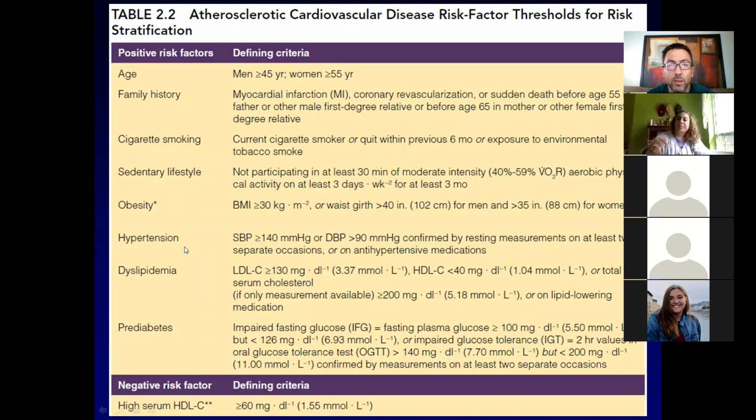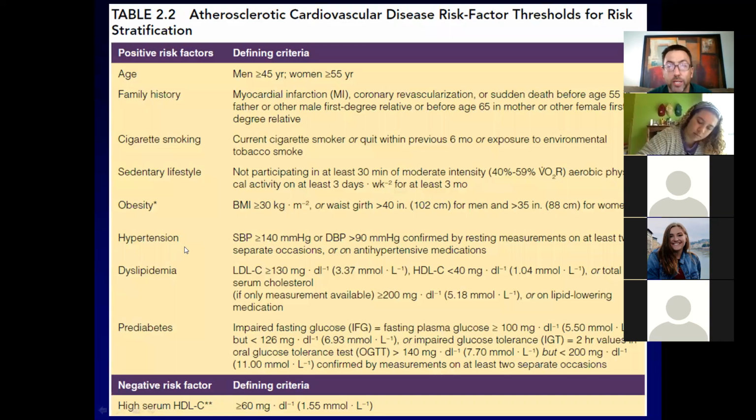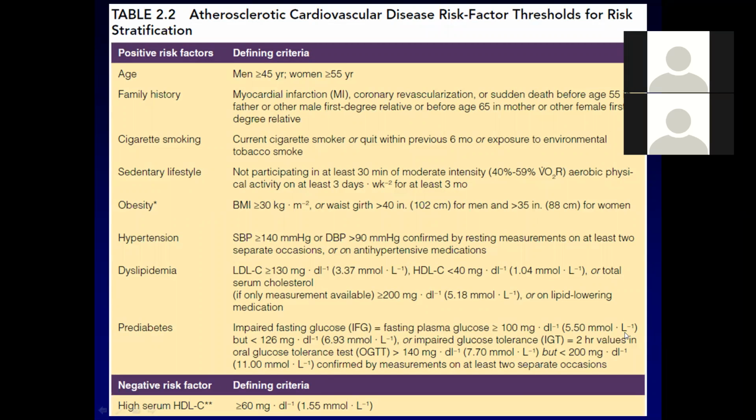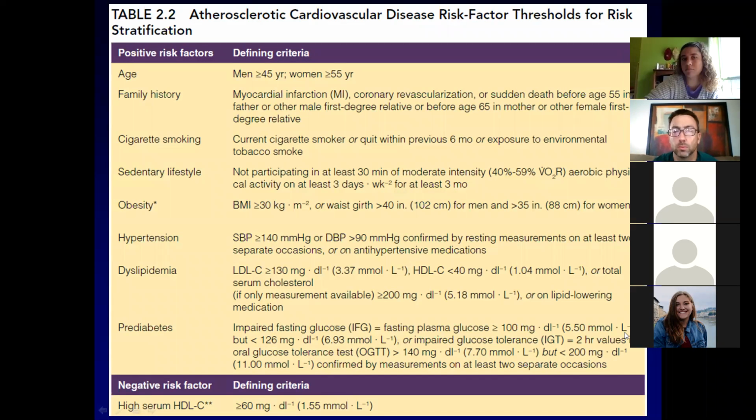So why do you guys think the age for men is lower than the age for women? What should we take from that? They have heart attacks earlier. Yes, that's very reasonable. What else? Anything else?